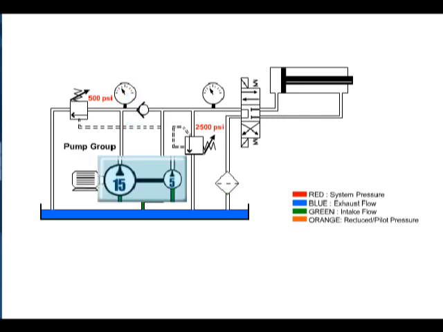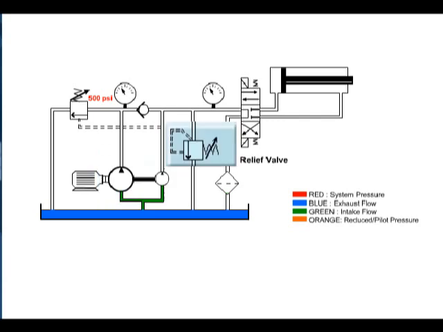Now, let's take a look at the high-low pump group. This is a double pump. These pumps have a common inlet and separate outlets. During low-pressure rapid advance, both pump flows are combined. When the unloading valve opens, the large pump's flow returns to the tank, and the small pump's flow is used to do the work.